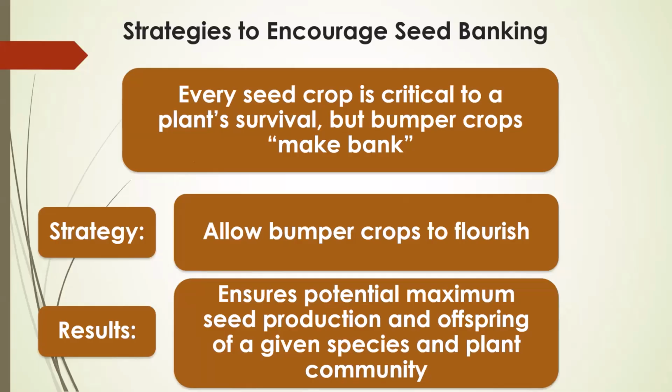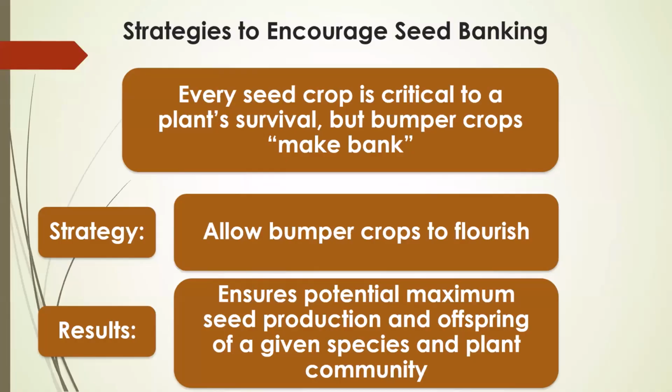Every seed crop that a flowering plant makes is critical to a plant's survival. This is a pretty easy experiment. You can set up two plants side by side, and every time plant A flowers, you cut the flower off, but you leave plant B alone. And you repeat that process. Over time, you're going to see plant A die for a number of reasons. Plant B, you're going to see it continue, and you're going to see recruits or offspring from that plant.